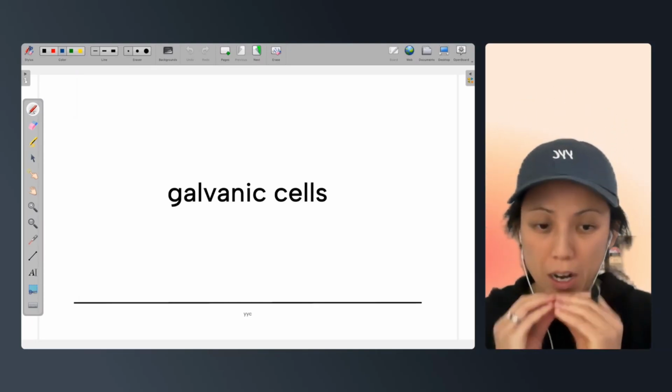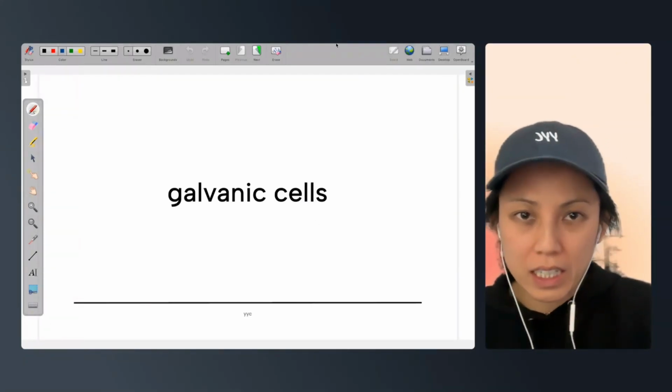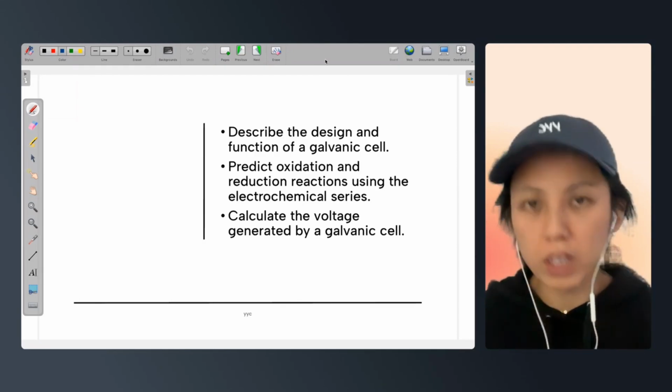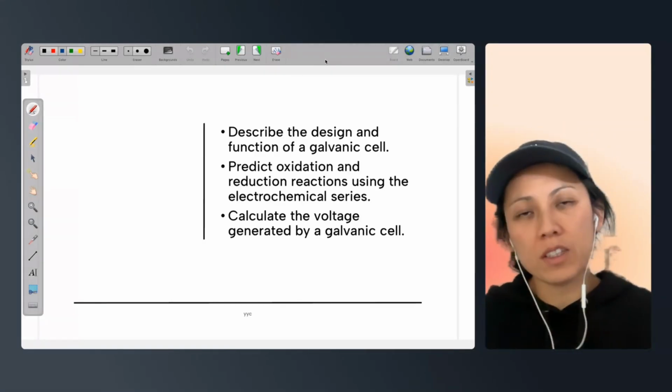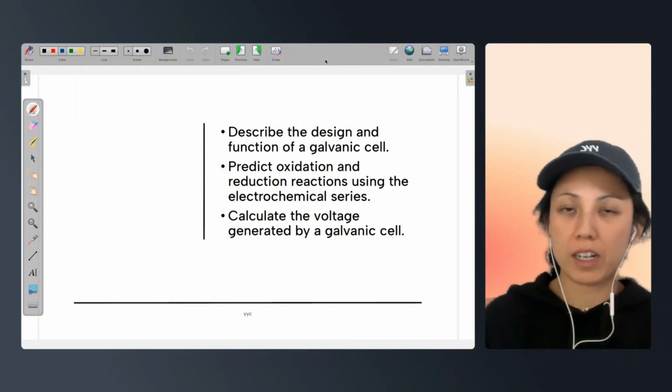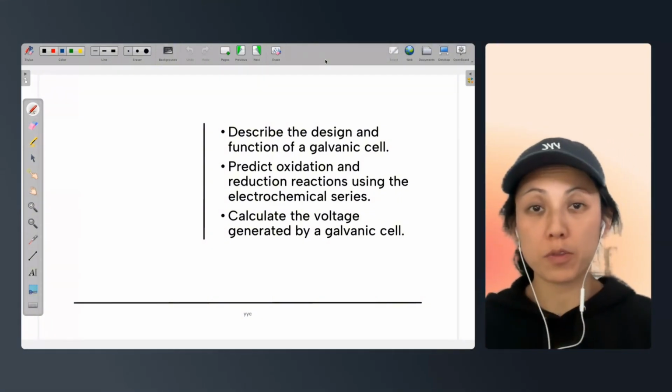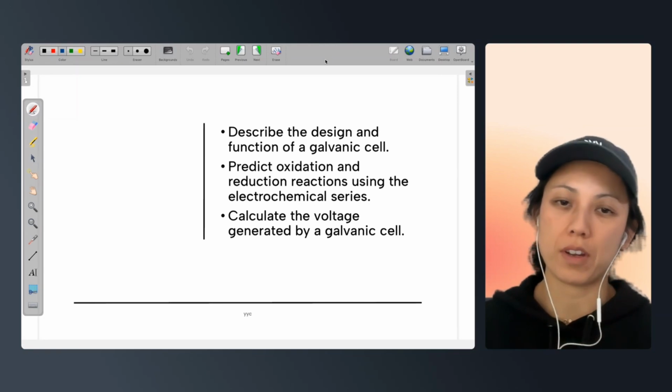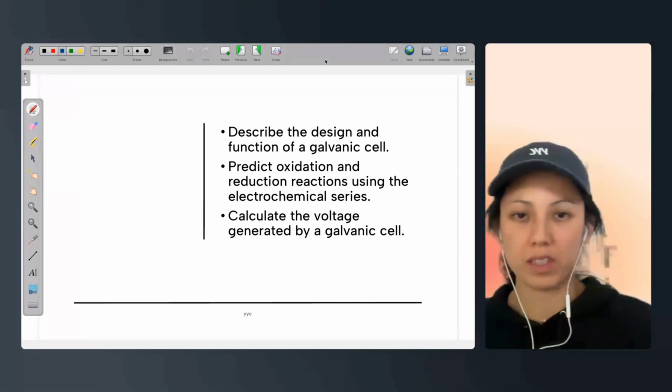Today we're going to talk about galvanic cells. Specifically, what I want to talk to you about is what it looks like, the design of it, then seeing if we can pick out or predict the oxidation reduction reactions happening in each of the half cells of galvanic cells, and also trying to figure out how to calculate the voltage of the cell.